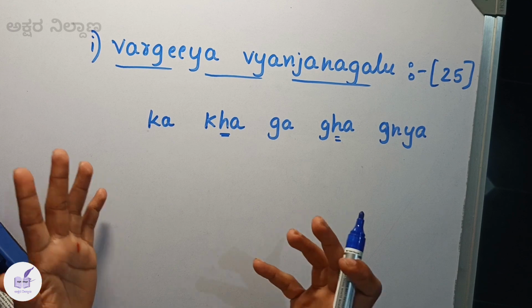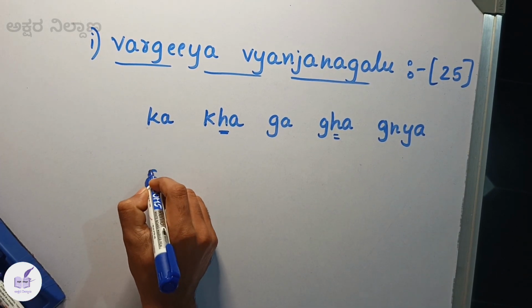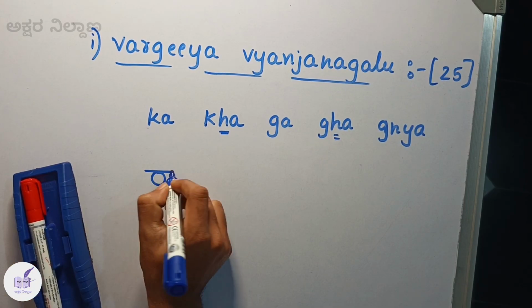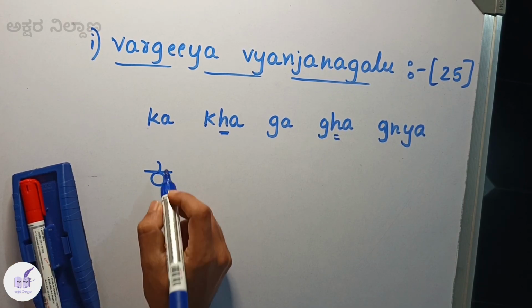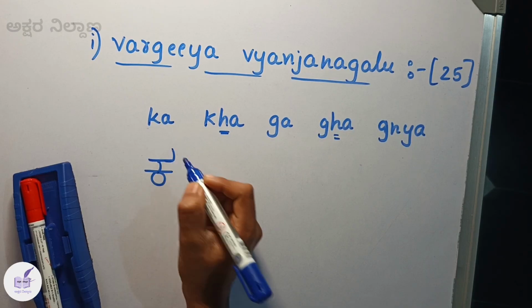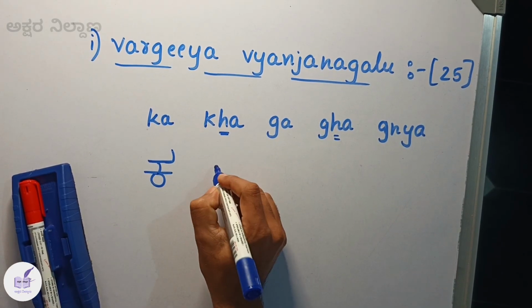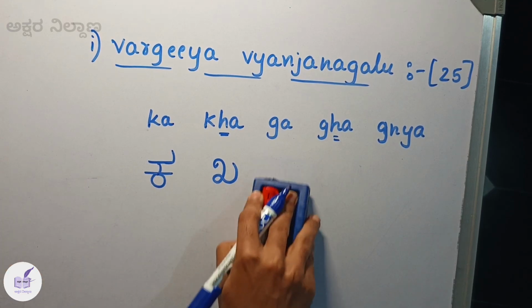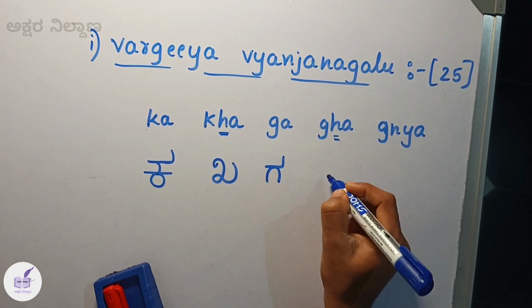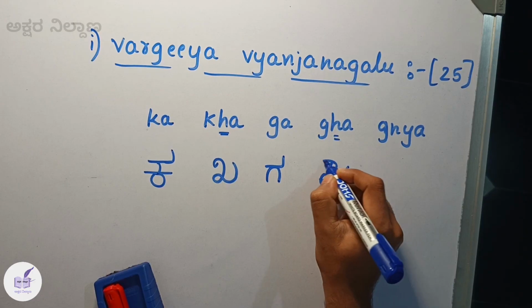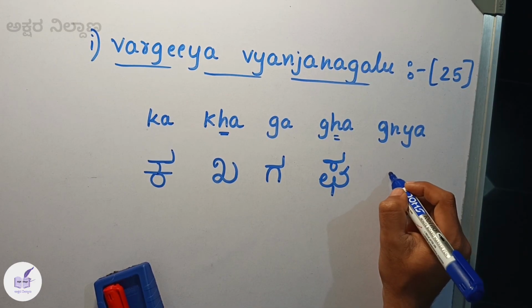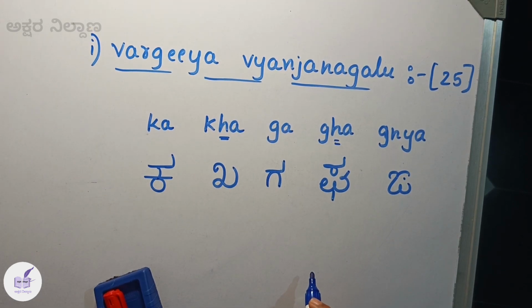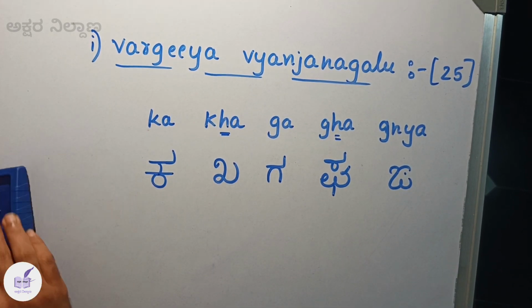So how to write them in Kannada? Let's learn that. Okay, we need to put a small circle first, then a horizontal line, then a small curved line, then another horizontal line, making it like this. It is ka. Next, kha. Then it is ga. Next, gha. Next, gnya. Okay, right?